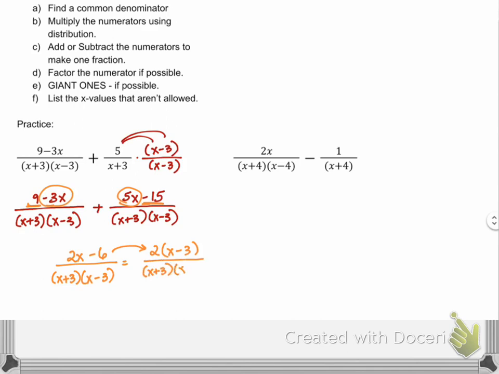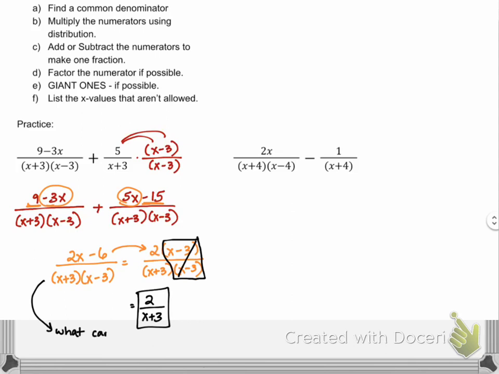Okay? And then I'm looking at the fraction I'm left with, and I'm asking myself, is there anything that I can make a giant 1 out of to simplify this? And there is. Those x minus 3's can go, and I'm just left with 2 over x plus 3. Okay? So really, the trickiest part is getting that common denominator, and after that, it's all similar to what you already did before.